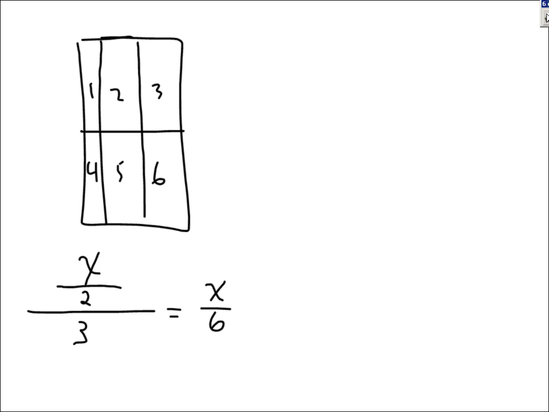But this exercise is to show you how to go the other way. If you don't know what this number x divided by 6 is, you can first divide it by 2, and then you can divide it by 3. 2 times 3 is 6.